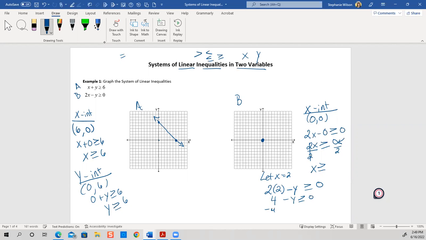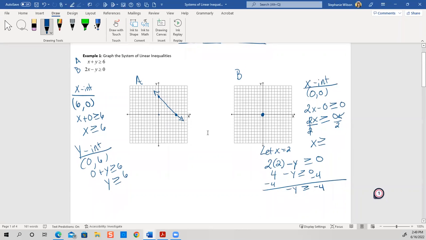Then let's subtract 4 from both sides because we want y by itself. So I got negative y is greater than or equal to negative 4. And I need a positive 1 coefficient on that y, so I'm going to divide by negative 1. And remember, whenever we divide by a negative, the inequality flips. Negative divided by negative is positive, so I get 4. So this ordered pair is 2, 4. I'm going to come up here and plot it. I'm going to go to the right 1, 2, up 4: 1, 2, 3, 4. So now I can draw this line.